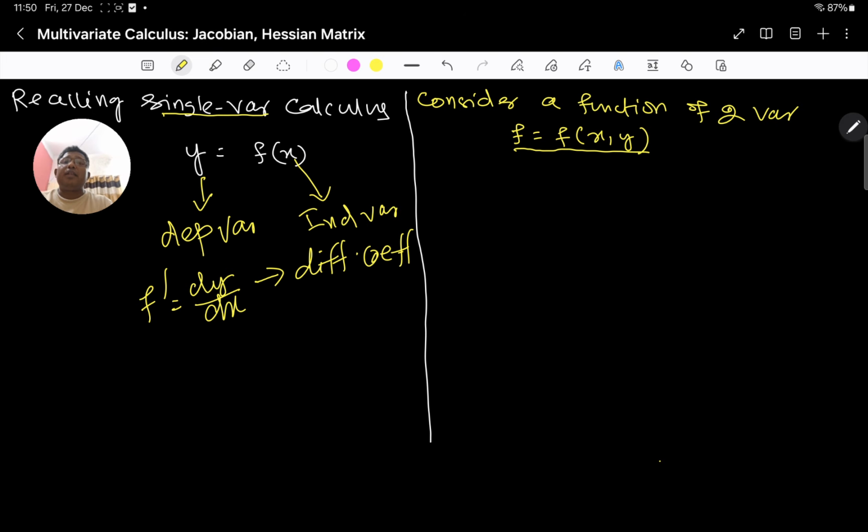And it is followed by the Jacobian and Hessian matrix, and subsequently we will discuss the maxima, minima, Taylor's theorem and Maclaurin's theorem for function of two variables. Then we will learn the Lagrange multiplier, right, and so on.